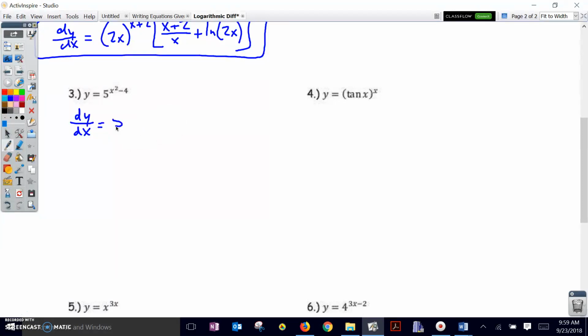Alright, how about this? 5 to the x squared minus 4 times the natural log of 5 times the derivative of the inside, which is 2x. And so our derivative is just going to be 2x natural log of 5 times 5 to the x squared minus 4.